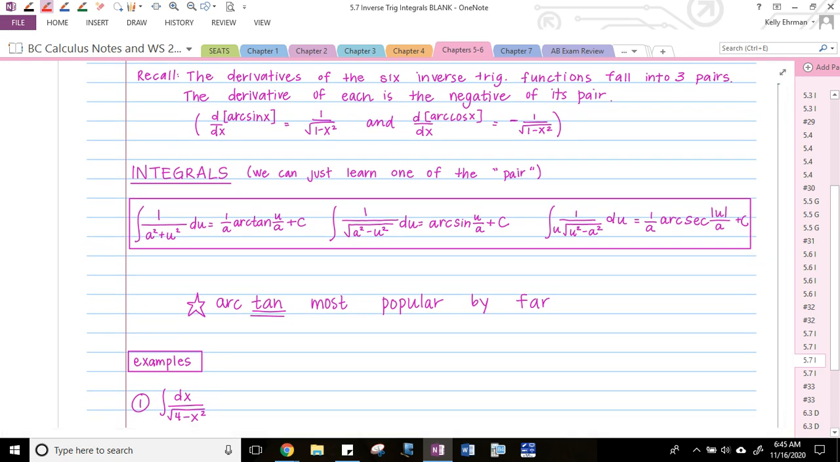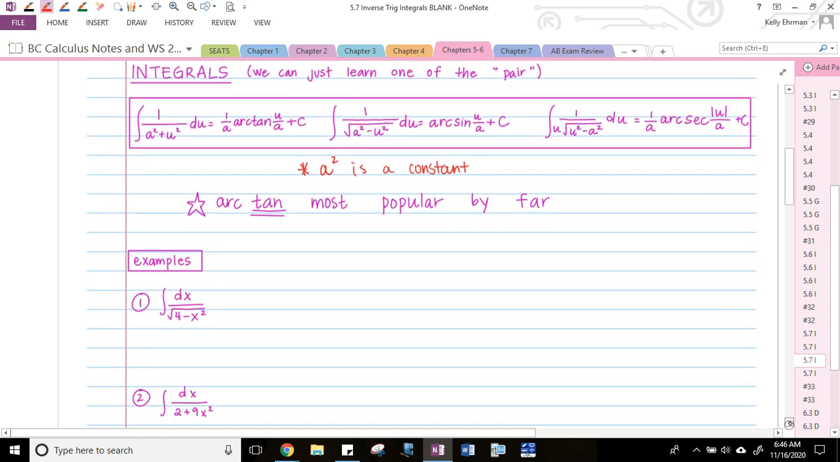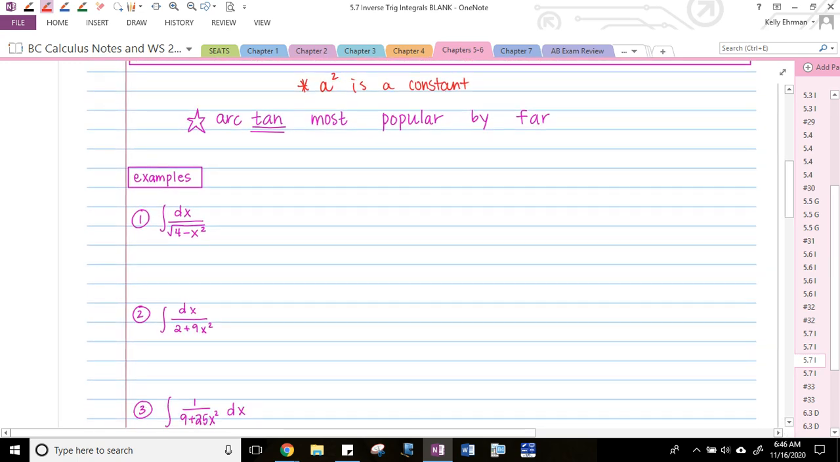All right, and on all of these, remember, a squared is a constant. So a squared is usually something like 1 or 4 or 9 or something like that. U squared is the variable. Arctangent is by far the most popular, so again, we'll see that over and over, especially in the homework.